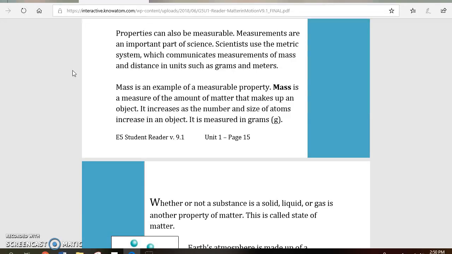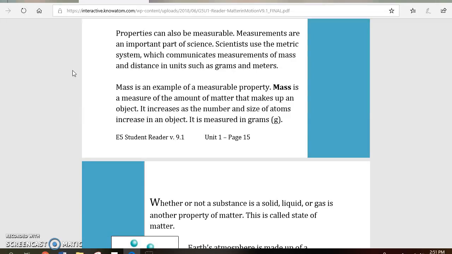Mass is an example of a measurable property. Mass is a measure of the amount of matter that makes up an object. It increases as the number and size of atoms increase in an object. It is measured in grams.